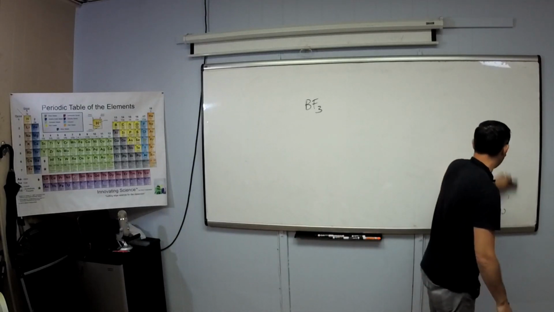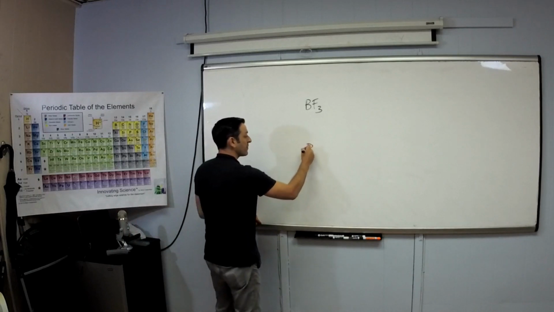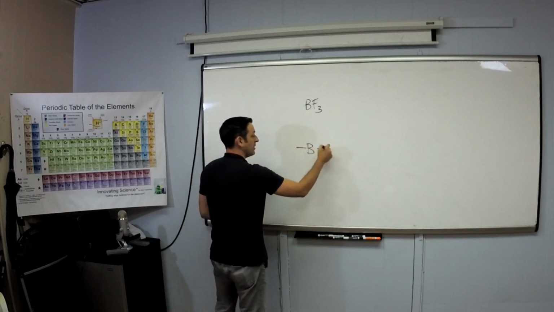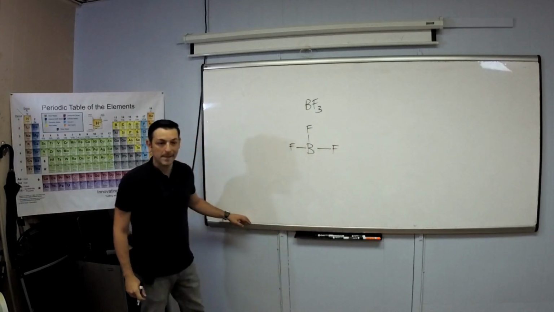So how do we do that? How do we work that out? Number one, we put boron with 3 fluorines. We get the Lewis structure going.